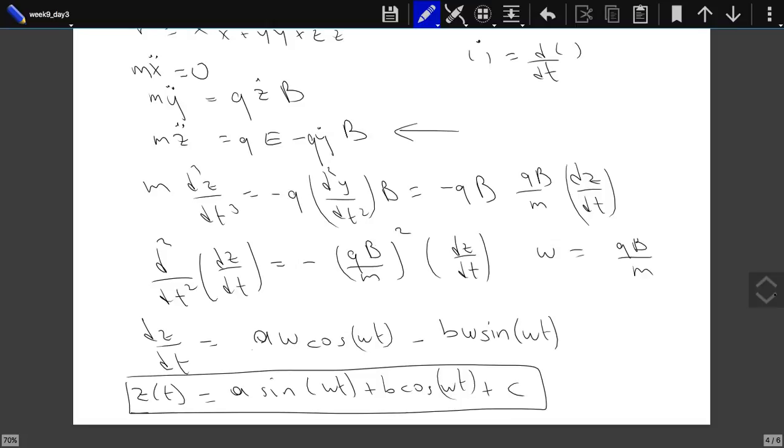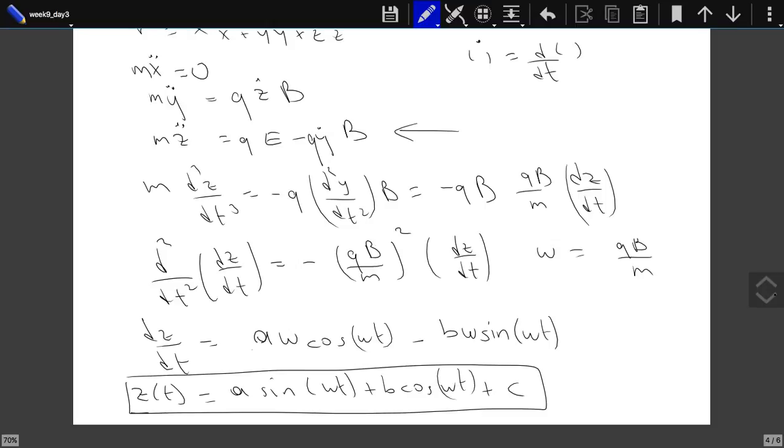Now, dz over dt should be just some linear combination of cosine omega t and sine omega t with arbitrary coefficients that should be fixed by initial conditions. And I just denoted those arbitrary coefficients by a omega and minus b omega. So then this is my z dot. The derivative of z should be equal to this one. Just integrate both sides. You get z at time t is equal to a sine omega t plus b cosine omega t plus c, which is some arbitrary constant. Yes?